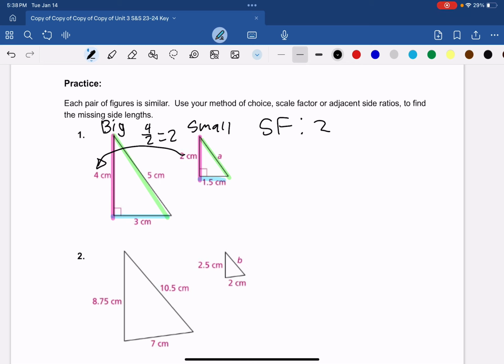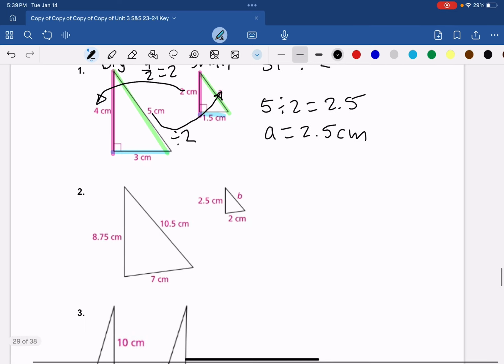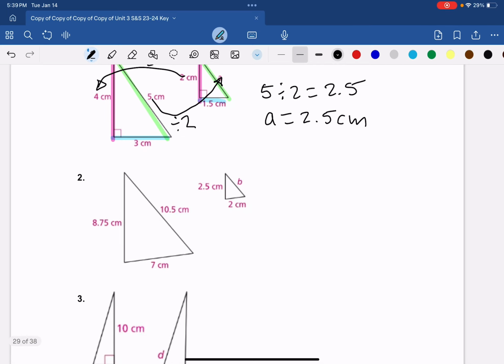And so if I have to go into the reverse direction, that means I just need to divide by 2. So 5 divided by 2 should equal 2.5. So my A is equal to 2.5 centimeters. There you go. So just as a recap, you first find your scale factor and then use it. All right, the next one.